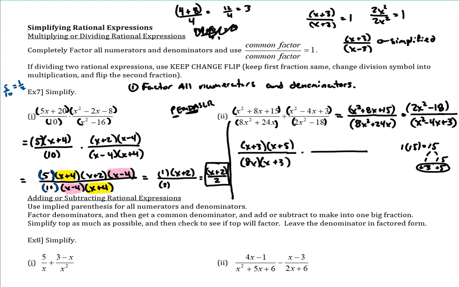Okay, 8x squared and 24x. Yep, that matches. Okay, so that one was nicer. And then up top here, it looks like I can take a 2 out. So the greatest common factor is 2. And then I'm left with x squared minus 9.